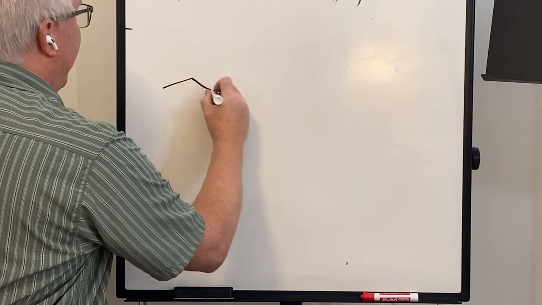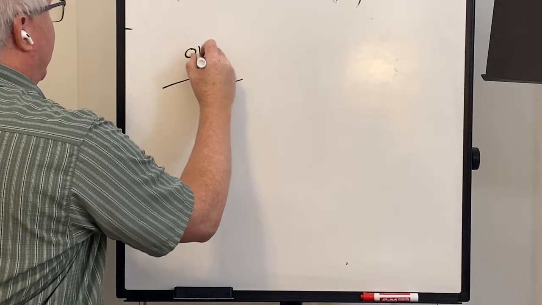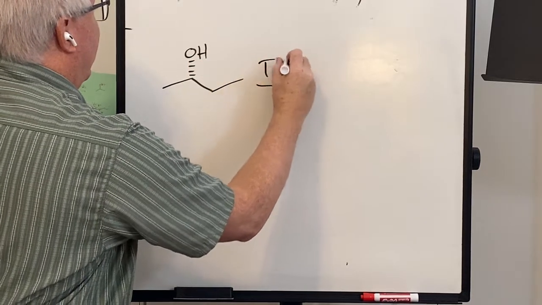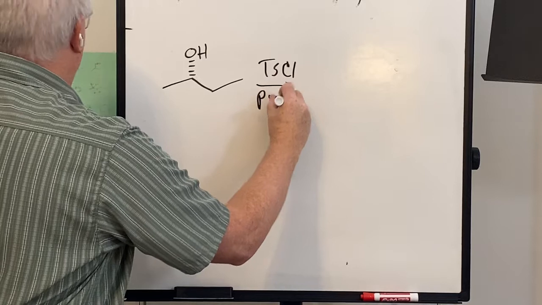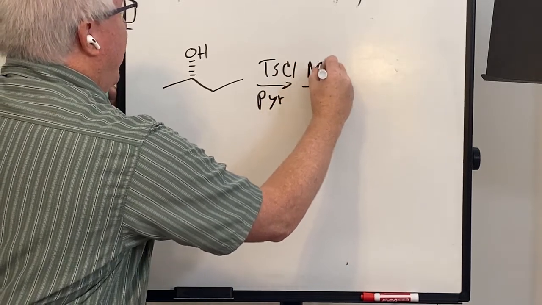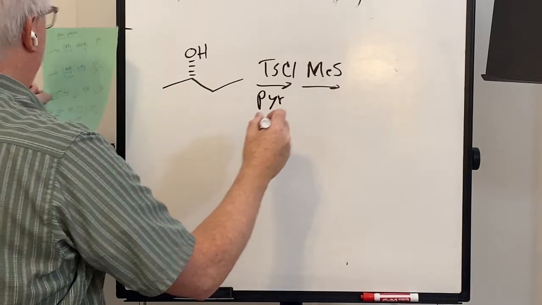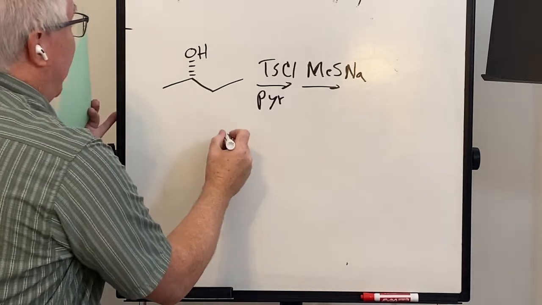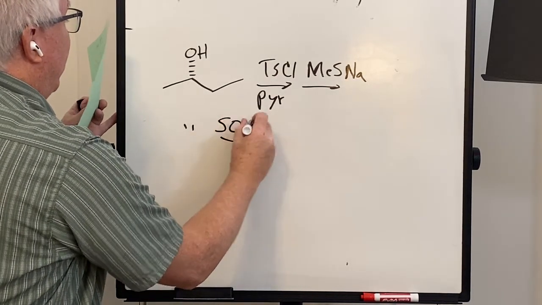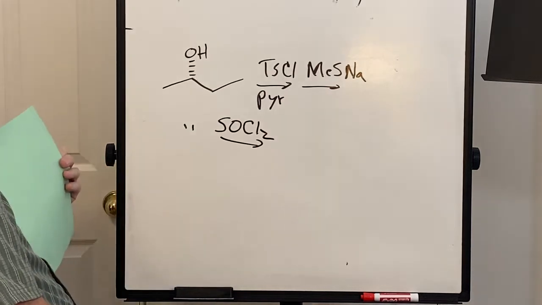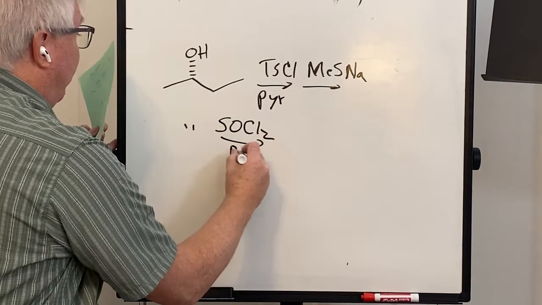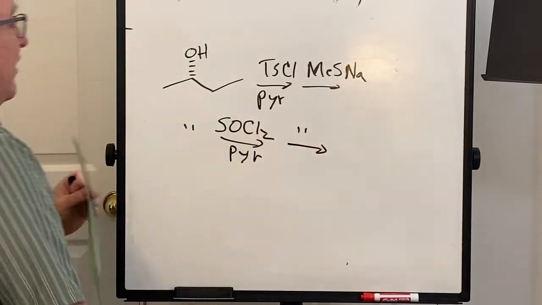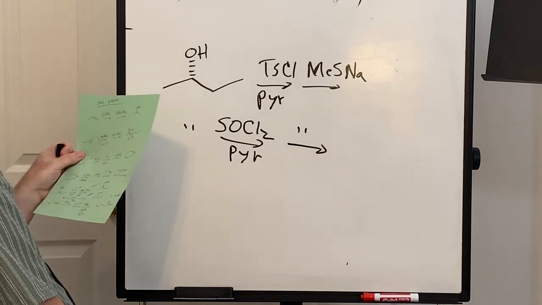Let's have this chiral alcohol, just one form. What is that? That's the S. Let's treat that first with tosyl chloride and pyridine. And then let's treat that with methyl sodium sulfide. Okay, so what's the product there? Let's take this same alcohol, treat it first with SOCl2. You should know the name of that reagent, thionyl chloride, pyridine. What does that do with alcohols? And then let's do the same thing, the same reagent here, the sodium methyl sulfide reagent.